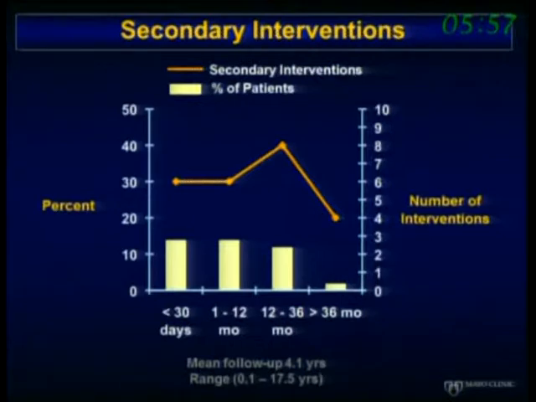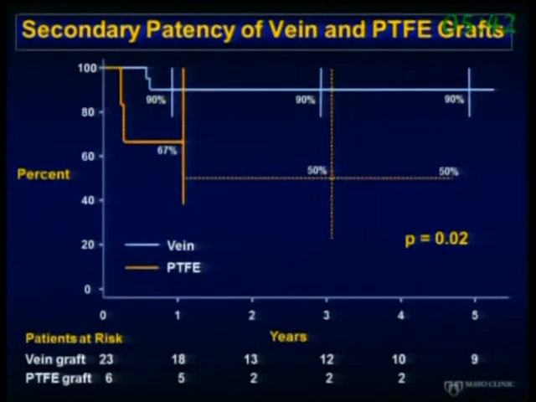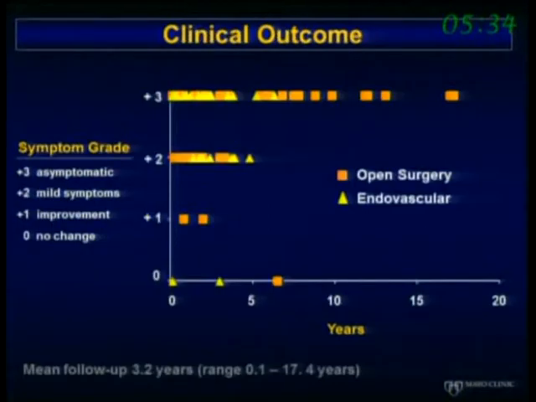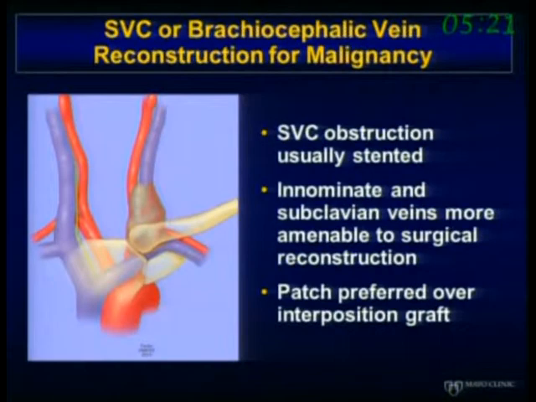If we look at secondary interventions in these patients, and this is all comers, including those treated with endovascular techniques, you can see that 10 to 20% of patients require a number of secondary interventions over the first 3 years, and once you get beyond that 3-year mark, both with stenting and bypass, things are better. If we look at secondary patency, vein clearly is better than prosthetic, and that was significantly different. If we look at clinical outcome with open surgery shown in the orange squares, most of these patients became asymptomatic after bypass, and only 3 had only mild improvement or no change in their clinical symptoms.